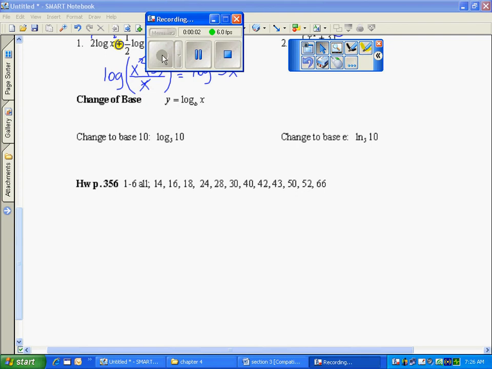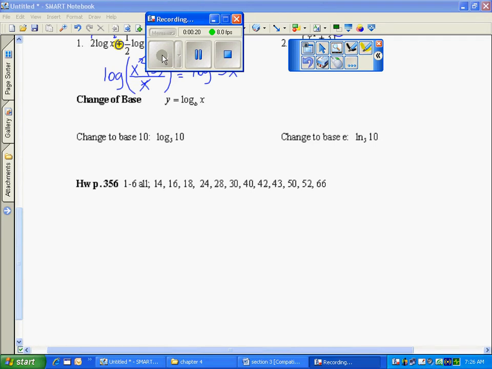The last lecture deals with changing bases, and this is something you've never seen before. Why would I want to change a base? Well, our calculator only works with base 10 and base e, so if I put it in another base, I couldn't use my calculator. So what we want to do is see, is there a way mathematically to switch the bases? So let's check this out.